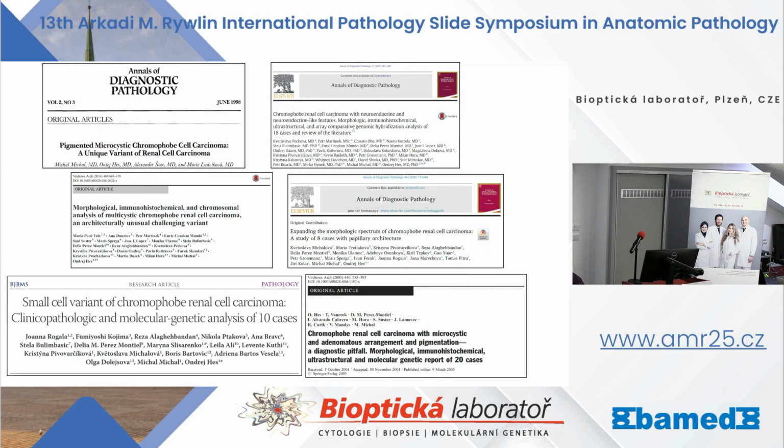Here you can see, as I already mentioned, that we have different subtypes or subvariants of chromophobe renal cell carcinoma. Very interesting, the majority of the variants and subtypes were described in our department by Ondra Hes. So this is the work of Ondra Hes. We distinguish pigmented microcystic chromophobe renal cell carcinoma, chromophobe renal cell carcinoma with neuroendocrine or neuroendocrine-like features, and papillary pattern chromophobe renal cell carcinoma. So there are a lot of different morphological patterns.